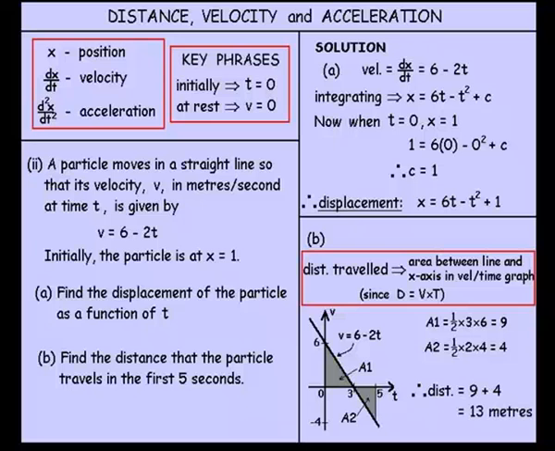So just to recap there, the last step, if we're ever asked to find the distance travelled, we need to find our velocity equation, and then we draw its graph and work out the area under the curve between, if it says 5 seconds, we'd be going from 0 to 5. Tremendous.